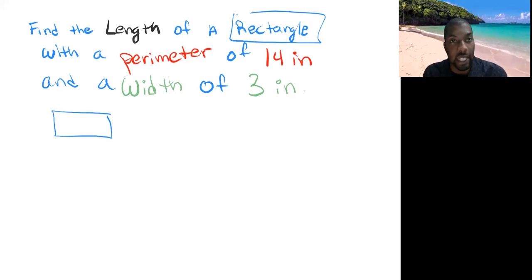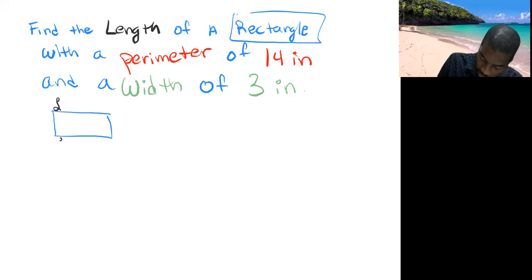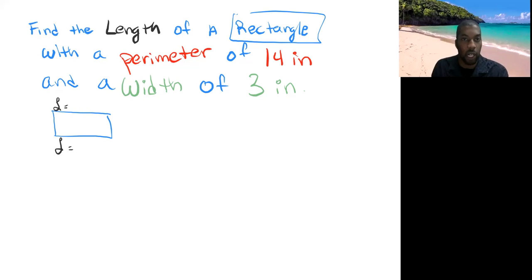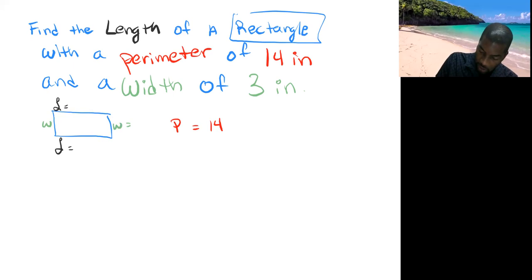What do I know about the rectangle? I know we are looking for the length, so that's going to be my missing variable, right? I don't know what the length is going to be. And remember, the length is the long side. Length equals long. I know that the perimeter is 14 inches, so what I do know is that the perimeter P is 14 inches. I also know that the width is 3 inches, right? So the width W on both sides is going to be 3.